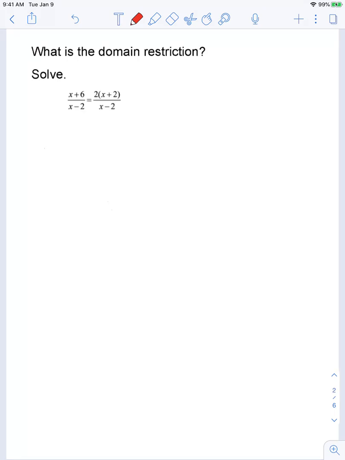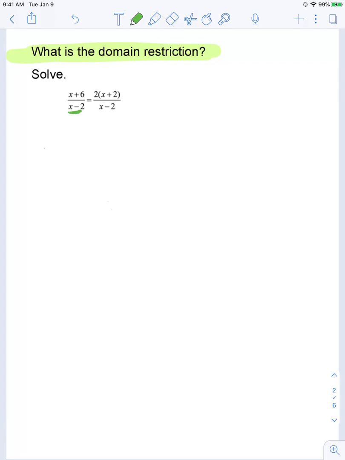Okay, moving on to the next example, we can see that this problem is a little bit different than the first problem because there are variables in the denominator. And as soon as I see variables in the denominator, I need to recall from the beginning of the chapter that we need to think about domain restrictions. So the first thing you do in a rational equation that has a variable in the denominator is determine what the domain restrictions are. So let's look at our domain restrictions here.